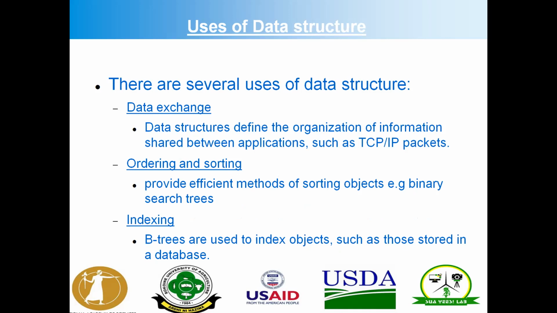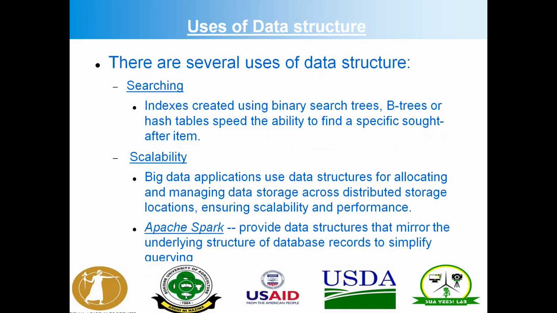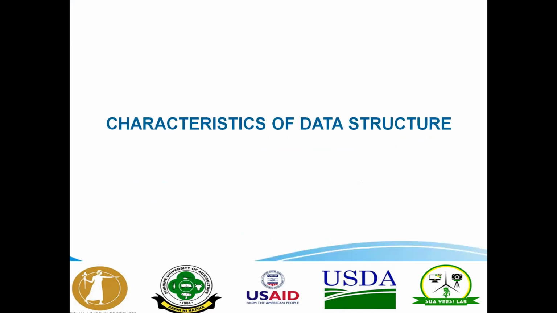We can use data structures for ordering and sorting of objects, or sorting of the data. We can use them for indexing, for example, B-trees. I will not go further into these concepts, but you can go and check each one. You can also use data structures for searching and in big data applications. For example, Apache Spark provides a data structure that mirrors the underlying structure of the database record to simplify querying. So we have several uses of data structures.